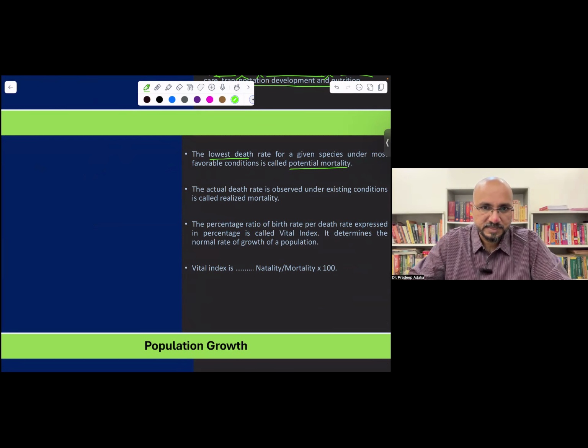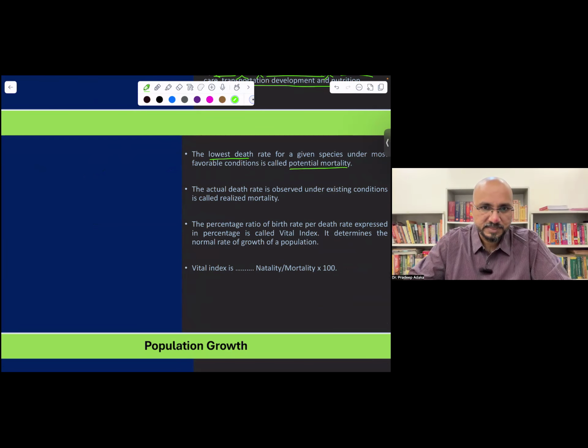Okay, now let us move on to the next topic, that is population regulation. How the population is kept under check, how it is regulated. Regulation is how it is under check or controlled. Basically, that is the meaning of regulation.